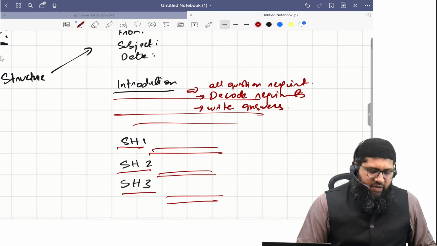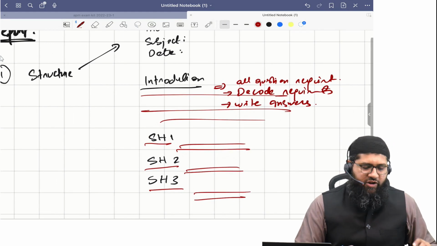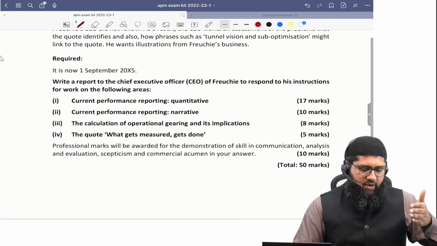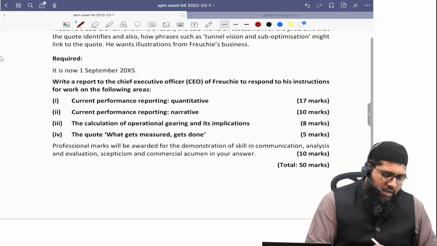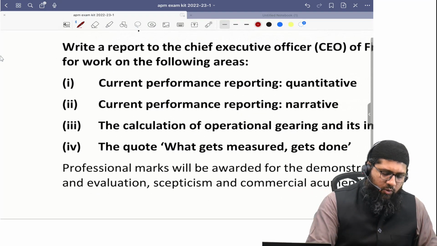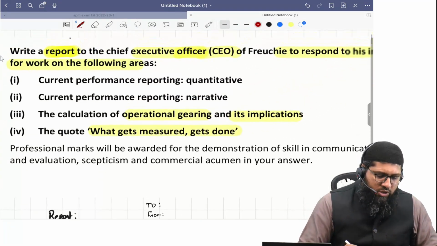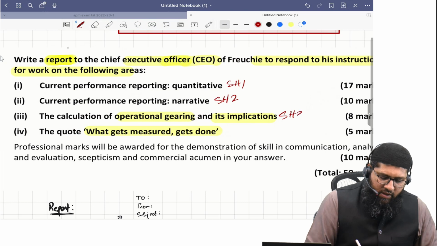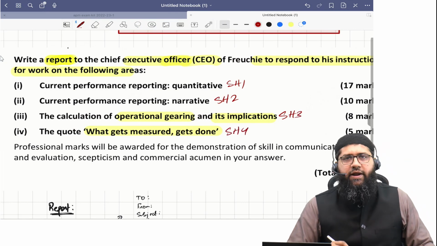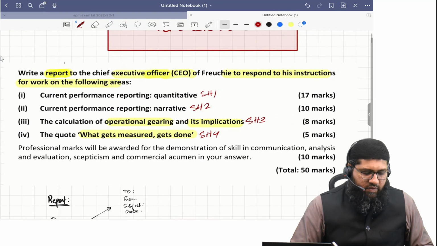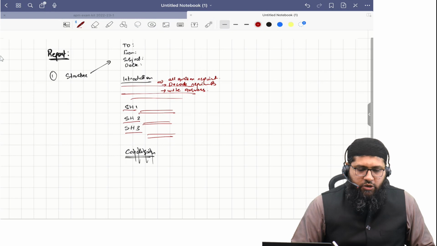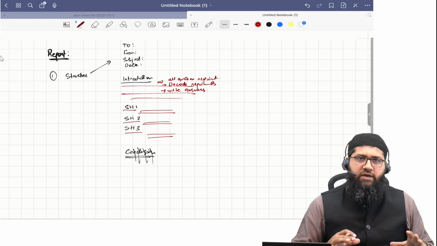Now, when we talk about subheading 1, subheading 2, subheading 3, even in this question where it says current performance reporting narrative, etc., this is actually going to become your subheading 1, this is going to become your subheading 2, this is going to become your subheading 3. So I repeat, this is subheading 1, this is subheading 2, this is subheading 3, this is subheading 4. This is how things are going to be.